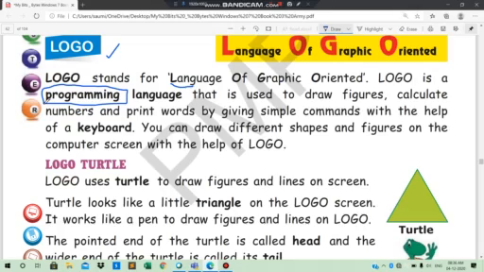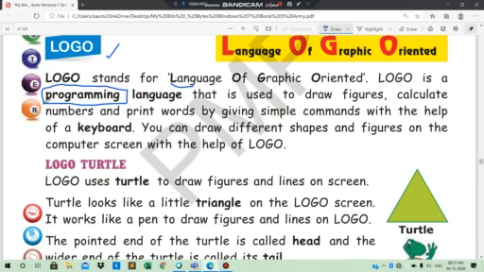Programming language is such a language where we instruct the computer in a certain code, and then the computer follows the command and does the work accordingly. So that is what a programming language is. So Logo is a simple programming language, and it is mainly for kids because it is the basic coding language which kids learn.